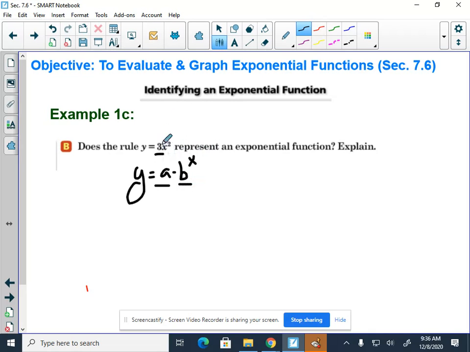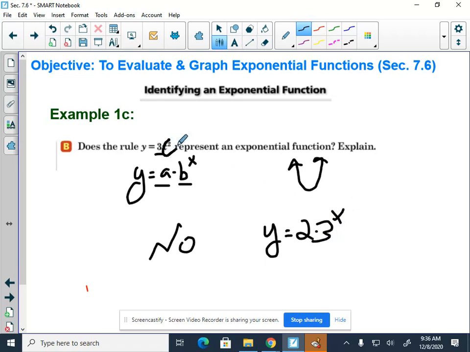So this one is an x squared. This would be the graph of what we call a quadratic or a parabola. So the answer to this one is no. It's not the correct form. You have to have something like this: y equals 2 times 3 to the x. Bottom line, the x isn't up in the air. The 2 is.